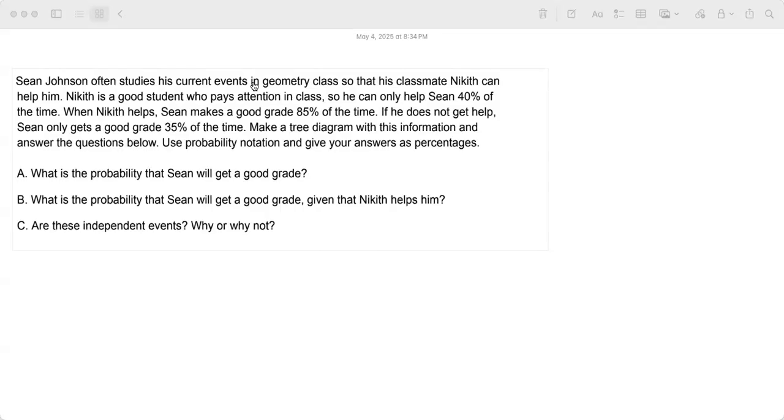You have to let me know if you didn't understand, please, guys. First, draw the tree diagram. And then you need to find out Sean getting a good grade, which means we want the probability of G.